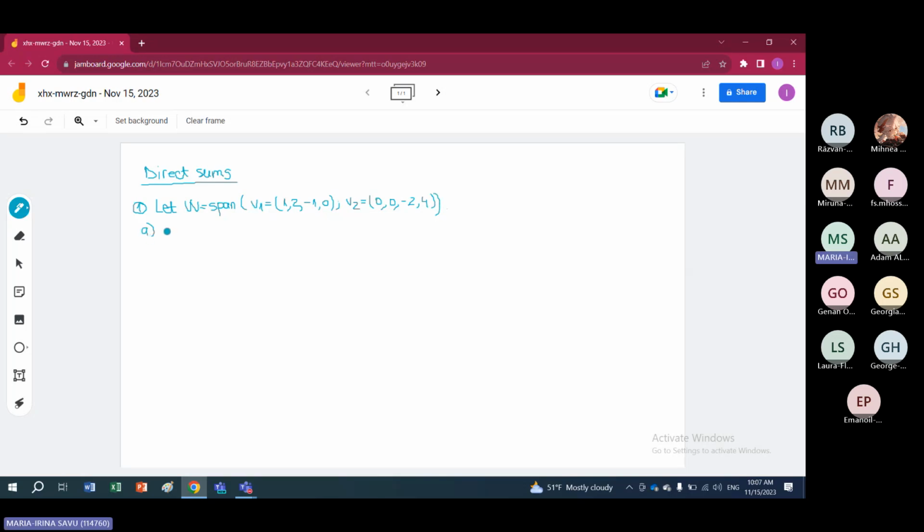First of all, you have to find W perpendicular, I mean the orthogonal complement of W, and then you have to prove that W in direct sum with W perpendicular is the entire space R^4, where W is of course a subspace of this space.